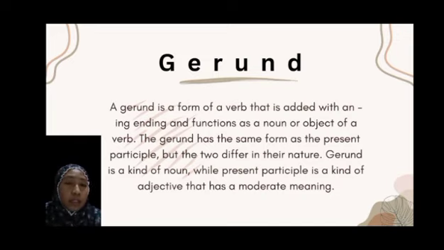I want to explain about gerund. What is a gerund? A gerund is a form of a verb that is added with an ing ending and functions as a noun or object of a verb. The gerund has the same form as the present participle, but the two differ in their nature. A gerund is a kind of noun, while a present participle is a kind of adjective that has a modifying meaning.